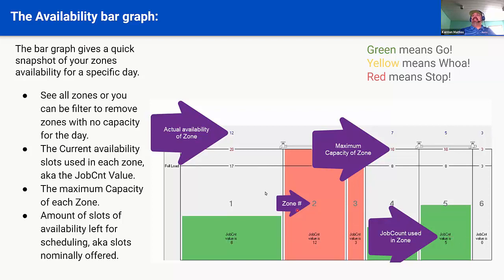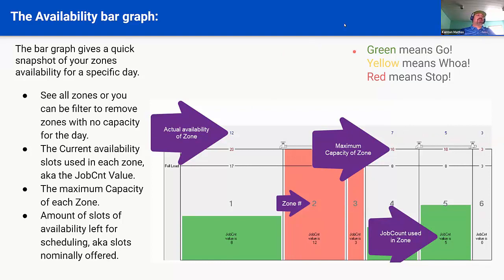We can see the maximum capacity of each zone, which is listed up here along the top in the red. And then we can see the amounts of slots available that are left for scheduling, AKA slots nominally offered. And you can see that listed here at the top in this value here.